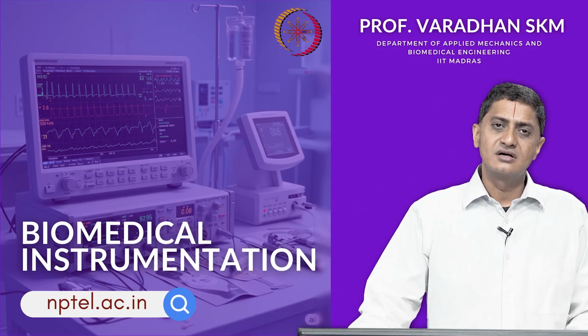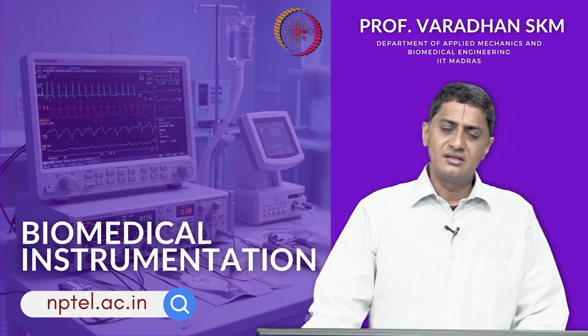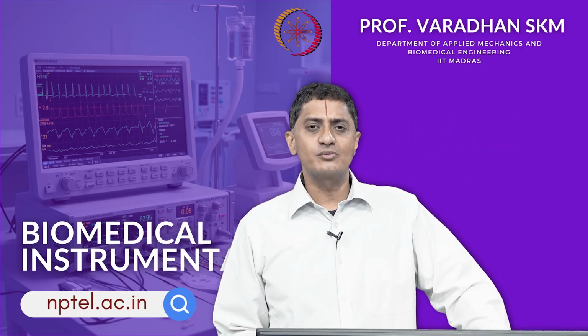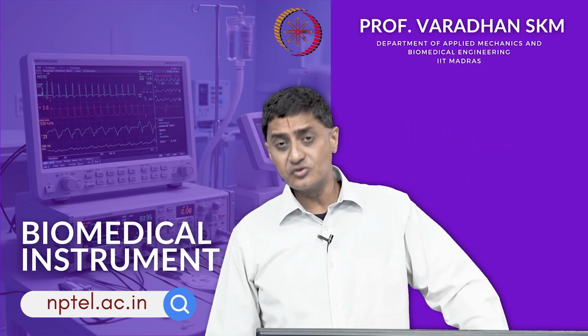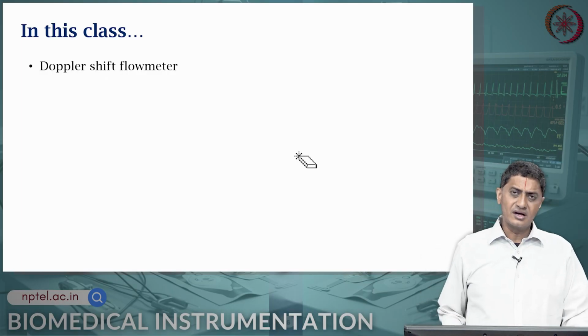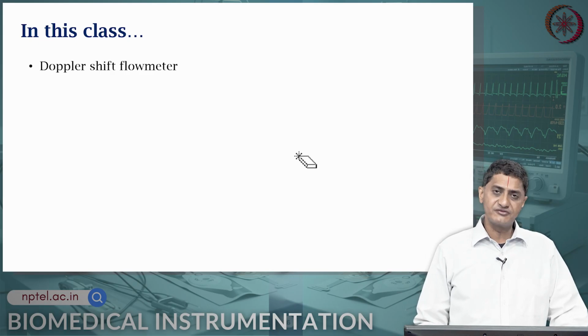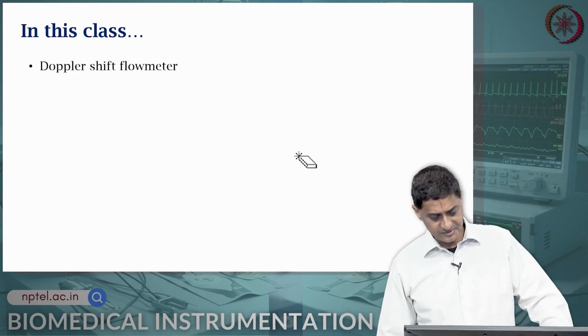Welcome to this course on biomedical instrumentation. We have been looking at blood flow measurement. In the past couple of videos, we looked at electromagnetic flow meters and we introduced the notion of ultrasonic flow meters. In this video, we will look at one more specific variant of the ultrasonic flow meter, which is the Doppler shift flow meter. What is the principle?